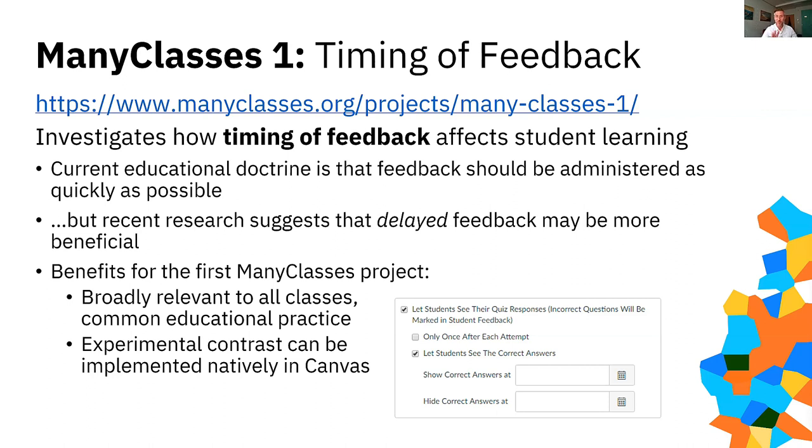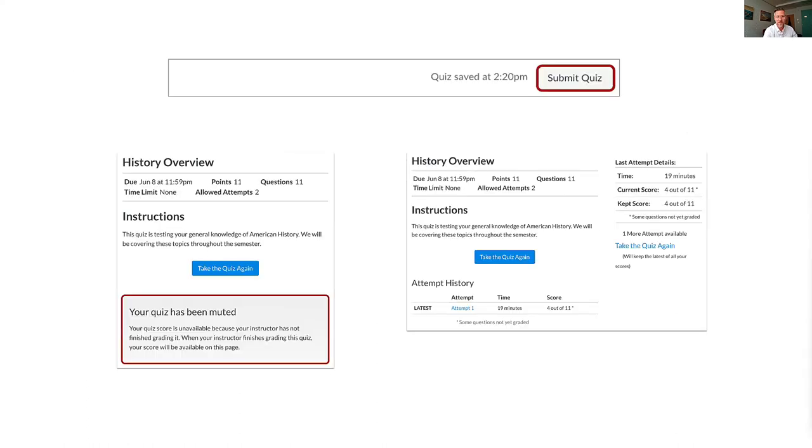So to be really clear about the contrast, in Canvas, as soon as a student presses submit on a quiz, depending on what the settings are, they could either have the feedback delayed, in which case they would see what you see on the left, where it says your quiz has been muted. It'll be unmuted at some later date. Or in Canvas, they would see the results of that attempt. They may be able to see feedback if that had been included in the quiz or whatever the assessment was. So as I mentioned before, we did this as a crossover design.